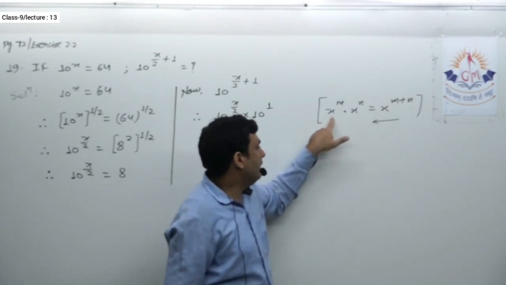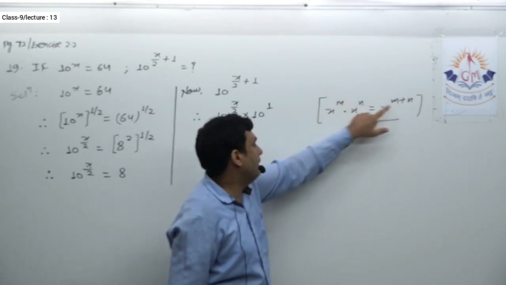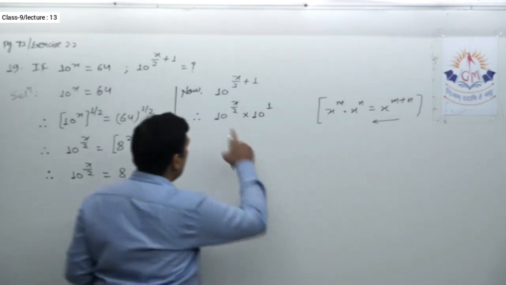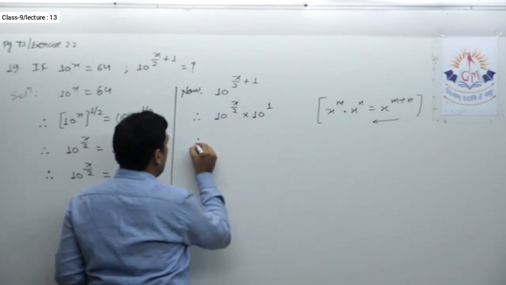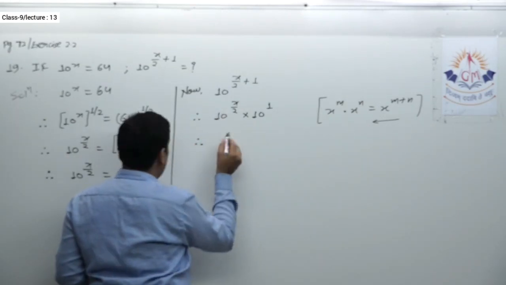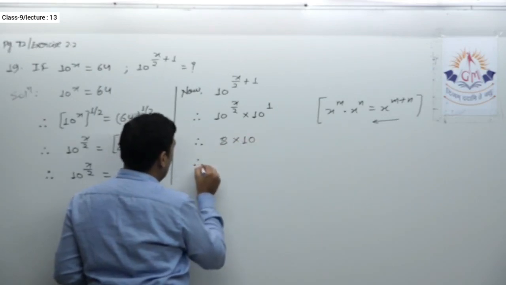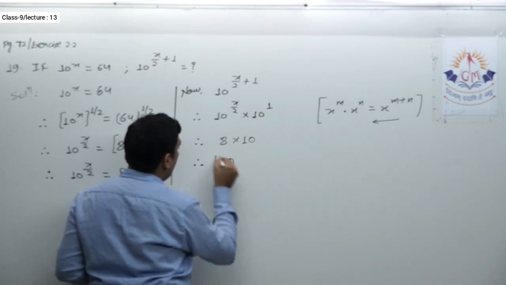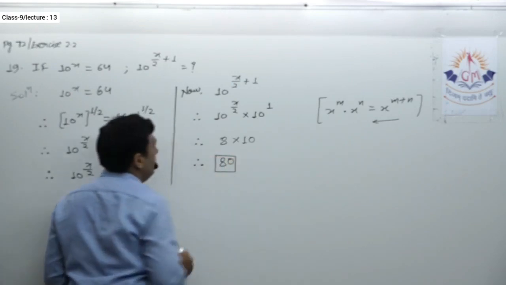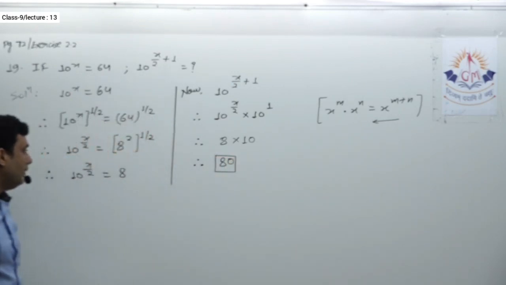So same base with separate powers multiplication. So here I wrote this only. Now this value I have already, 10 raised to x by 2 is 8, and this 10 remains 10. So ultimately I will get 80, and this is my final answer. Okay, so please note it down. Then we'll see the next question.